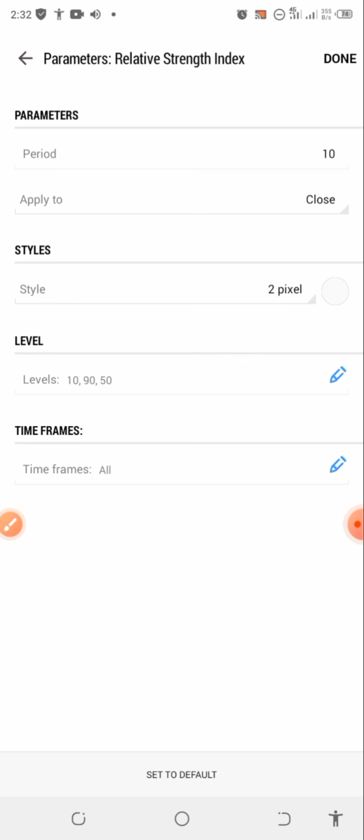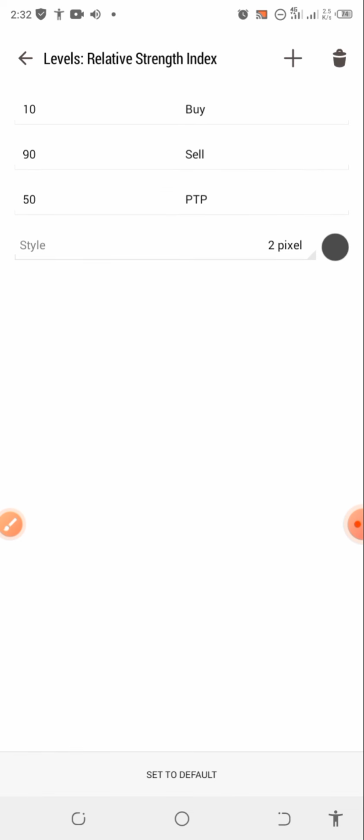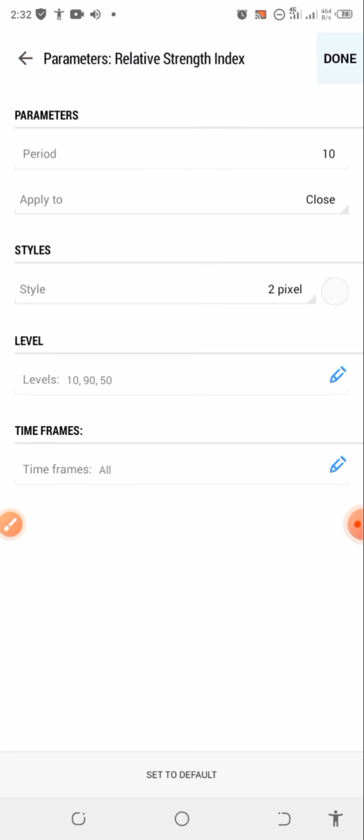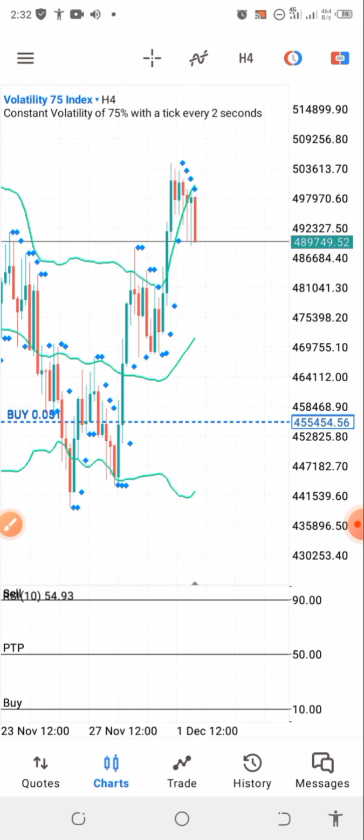Apply to close. The style is not necessary, and for the levels, we just need the 10 level right here. We need the 10 level, which is for buy, the 90 level, which is for our sell, and the 50 level, which is our potential take profit. You can see P.T.P, which means potential take profit. Now I set everything up like this and click on done, and you're going to have your RSI in your chart.